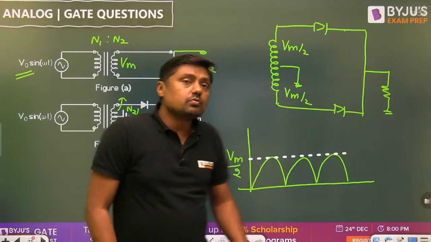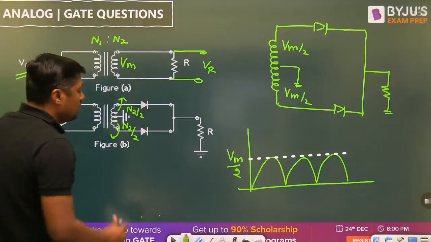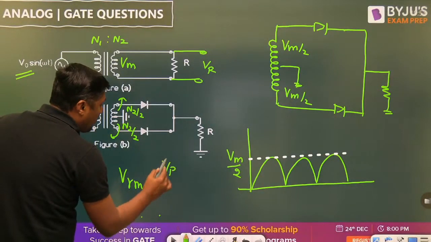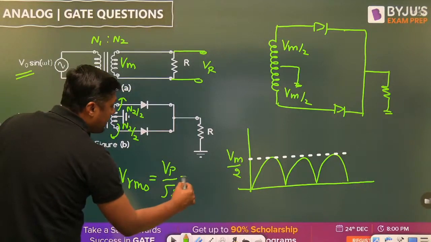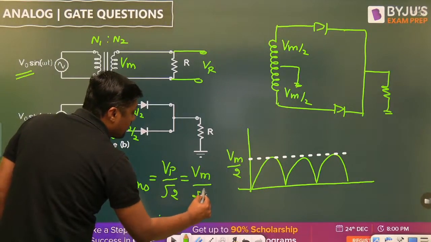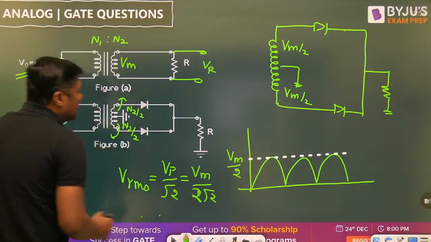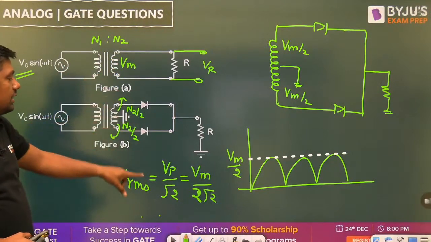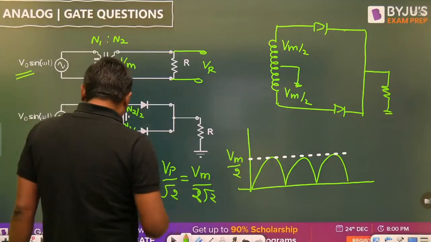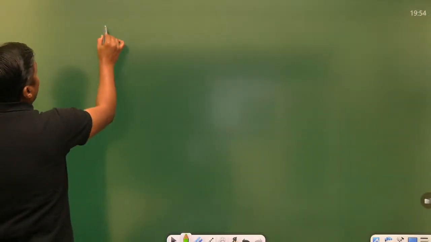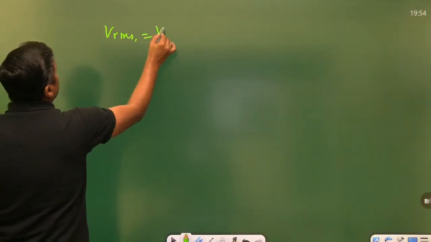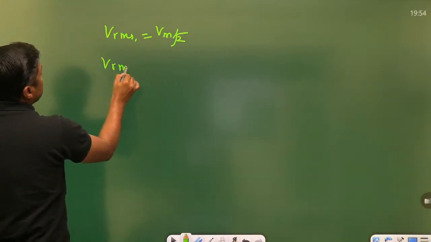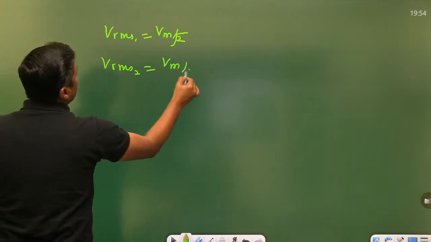Now, what is the RMS value of the full wave rectifier? Peak upon root 2, no doubt. The RMS value is again the peak of the output upon root 2. But what is the peak? Vm by 2. So it will become Vm upon 2 root 2. When we are comparing, in the first case, it is Vm by root 2. In the second case, it is Vm by 2 root 2.